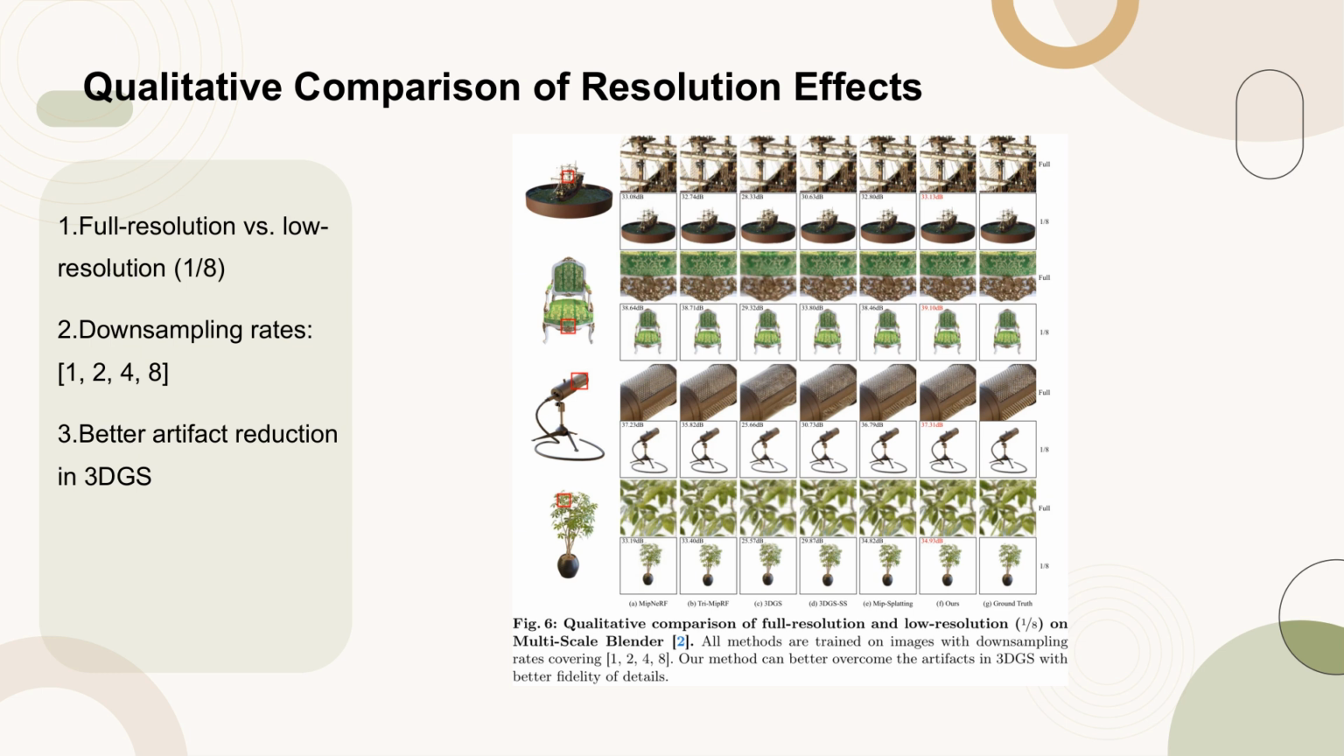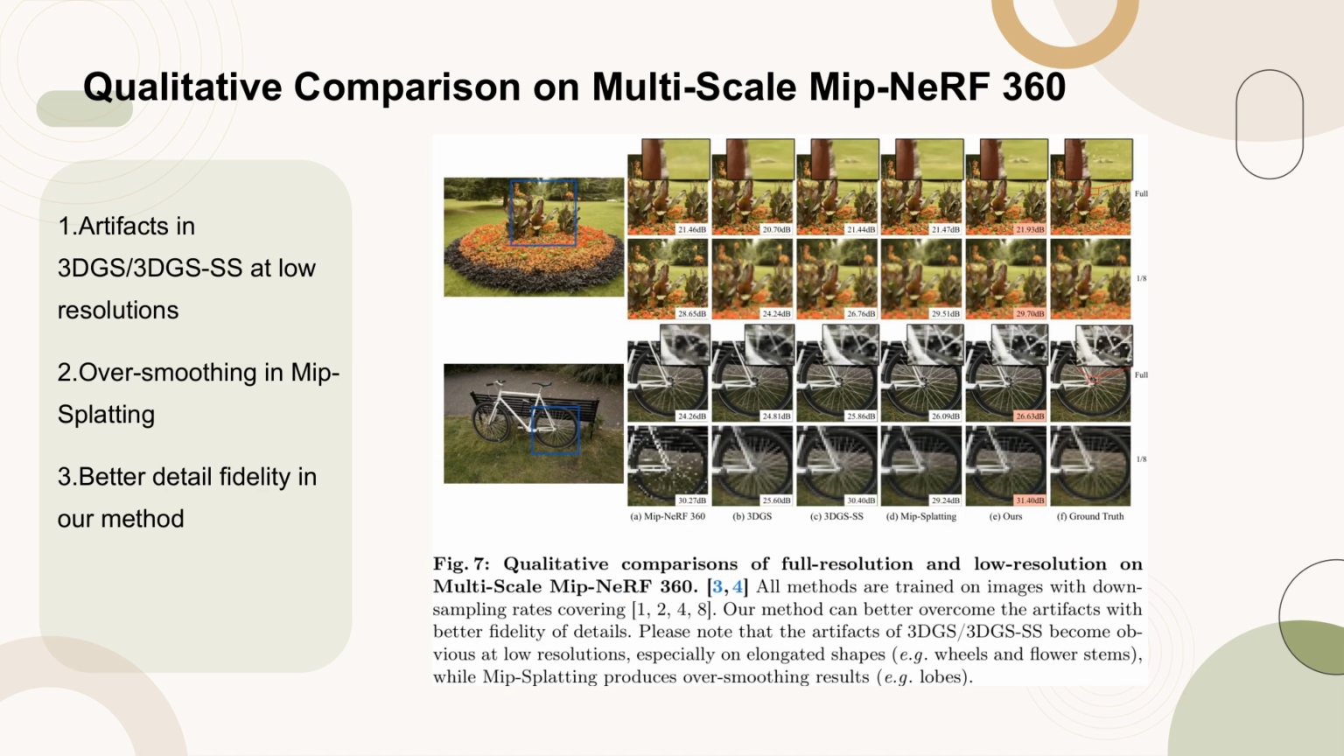window area. Figure 6 presents a qualitative comparison between full-resolution and low-resolution, 1/8, images on the multiscale Blender dataset. All methods were trained on images with downsampling rates ranging from 1 to 8. The figure demonstrates that our method effectively reduces artifacts in 3DGS, maintaining higher fidelity in details compared to other methods.